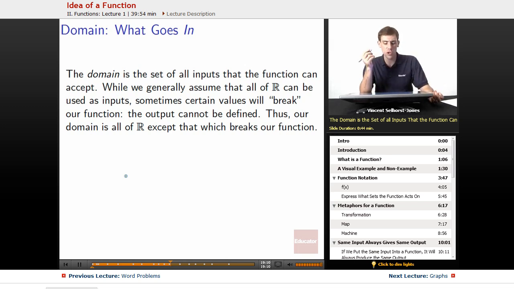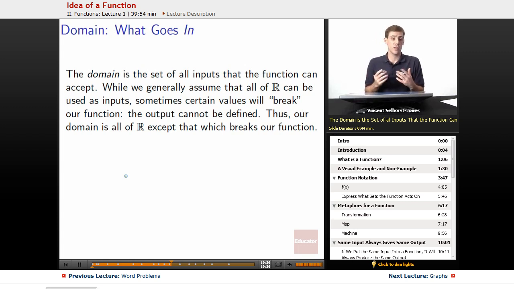While we generally assume that all of R, all of the real numbers, can be used as inputs, sometimes certain values will break our function. The output won't be able to be defined. Thus, our domain is normally going to be all of the real numbers except those numbers that break our function.